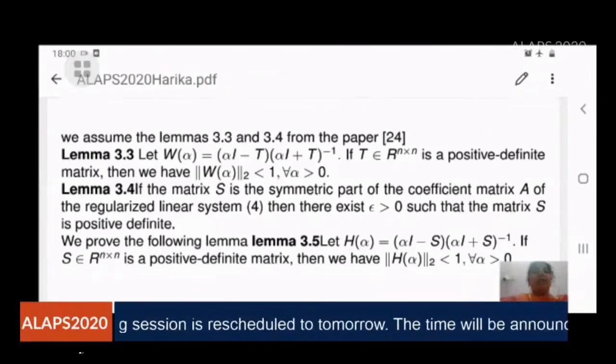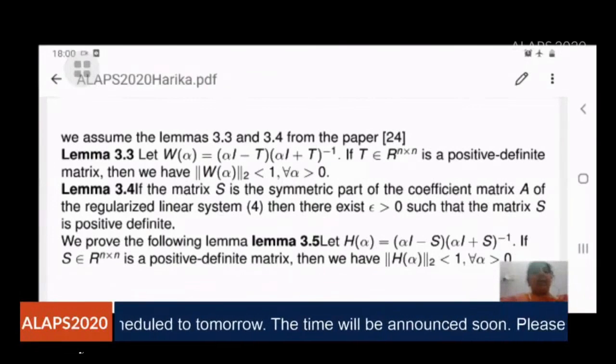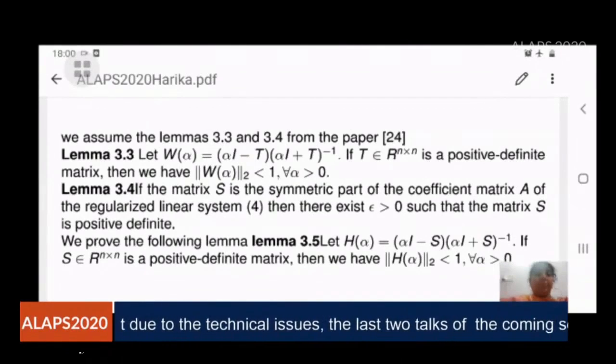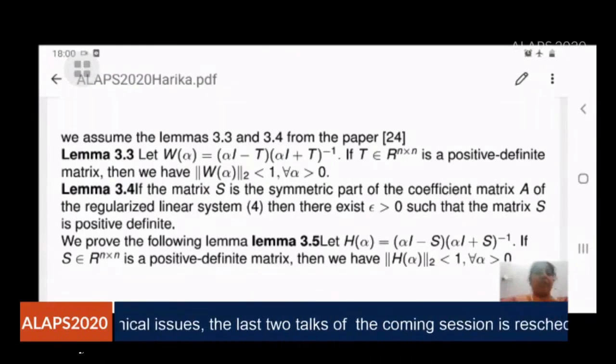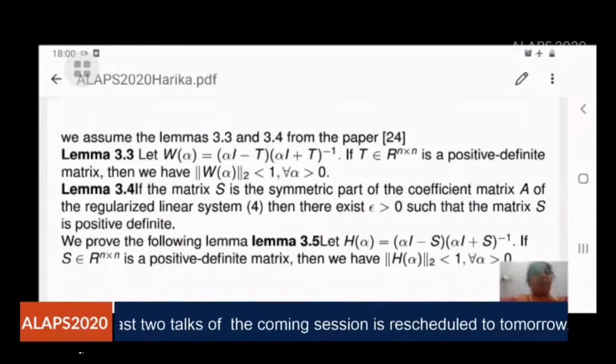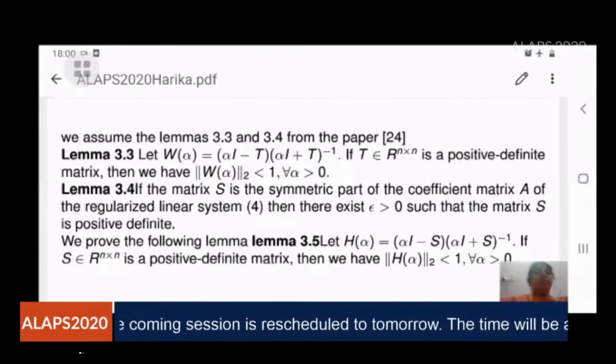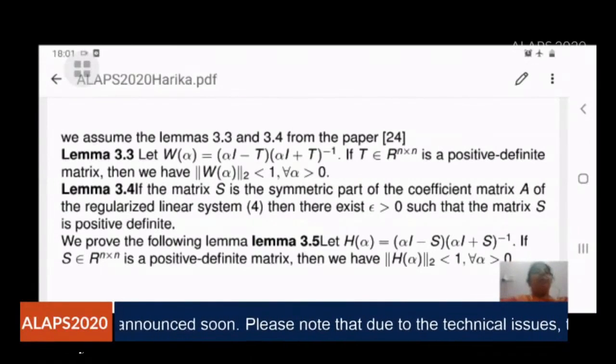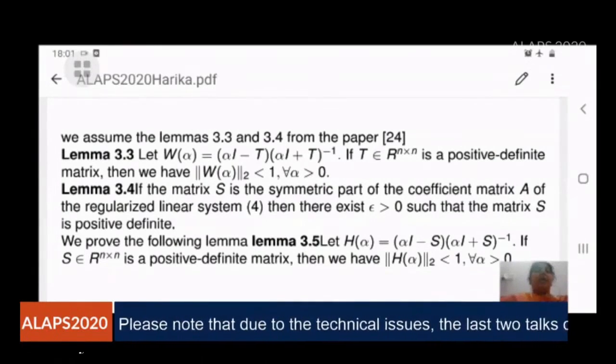If the matrix S is the symmetric part of the coefficient matrix A of the regularized linear system 4, then there exists ε > 0 such that the matrix S is positive definite. We prove the following Lemma 3.5. Let H(α) = (αI − S)(αI + S)^(-1). If S ∈ R^(n×n) is a positive definite matrix, then ‖H(α)‖₂ < 1 for all α > 0. Lemmas 3.3 and 3.4 were previously proved in some other paper. Here we will prove Lemma 3.5.